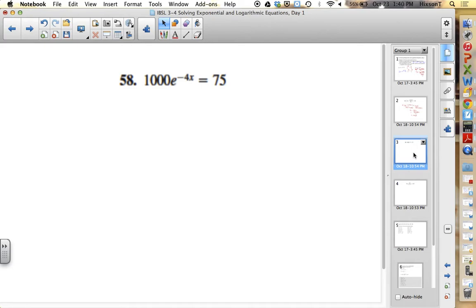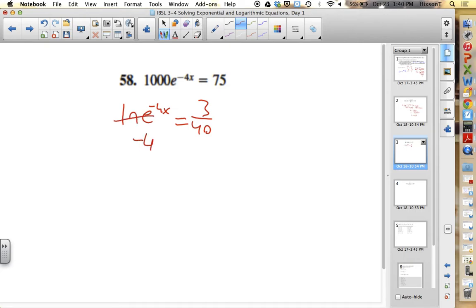Someone else want to give the answer? Alright, Jacob? Alright, so listen to how this goes. First you divide by 1,000. And then you take the natural log of each side, so the natural log of b cancels, so you get negative 4x equals the natural log of 3 over 40. Hey guys, 3 over 40 is just 75,000 reduced. And then you divide by negative 4 and you get, I don't remember the number.